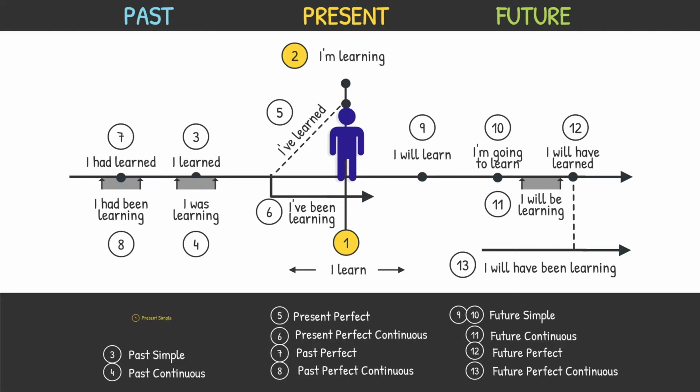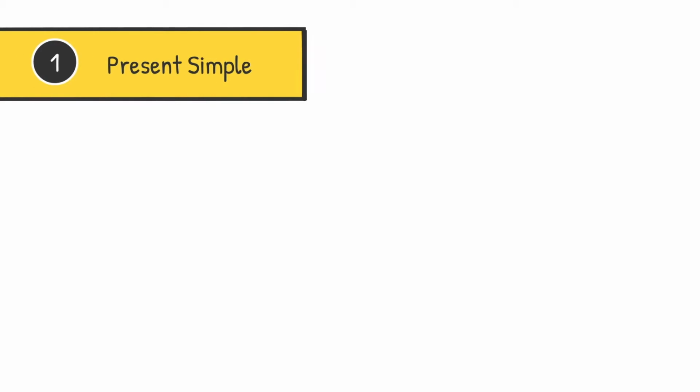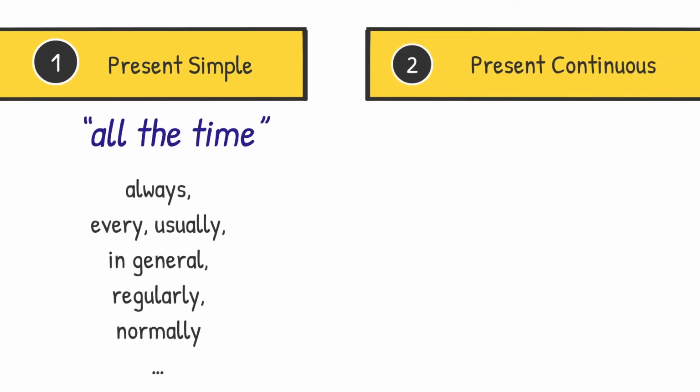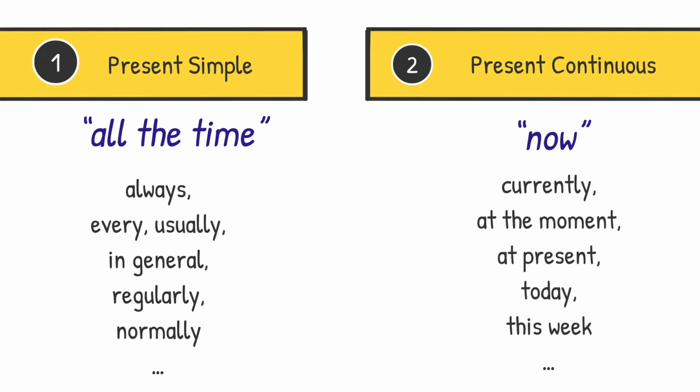For those of you who said "I speak" is the present simple because it's my mother tongue and therefore it's all the time, you're correct. "I am learning" is at the moment because it's for a limited amount of time. Therefore, the difference between number 1 and number 2 is that number 1 is all the time and number 2 is at the moment.